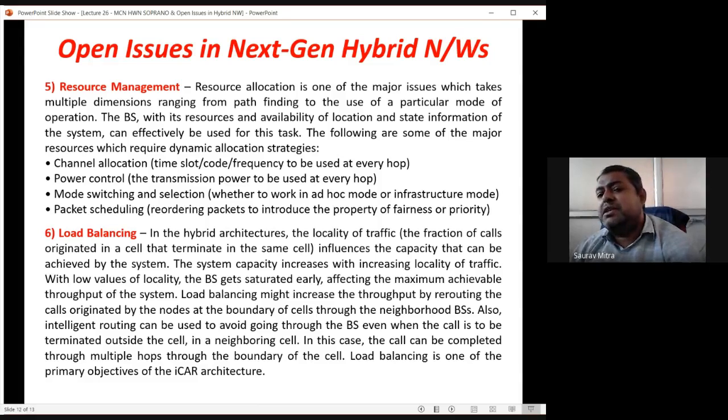If there is a retransmission, that has to happen fairly. There should not be any congestion of data. So all those things have to be checked while packet scheduling. So these are four major open issues of resource management in next generation hybrid network. That is channel allocation, power control, mode switching selection, and packet scheduling. Remember these four resource management issues in case of any hybrid next gen network.